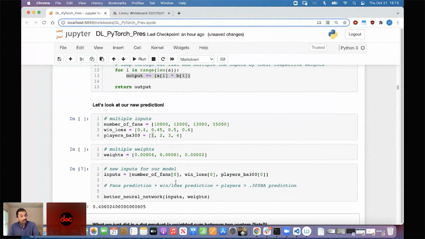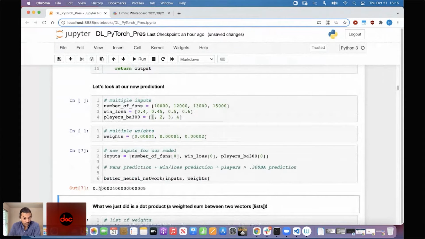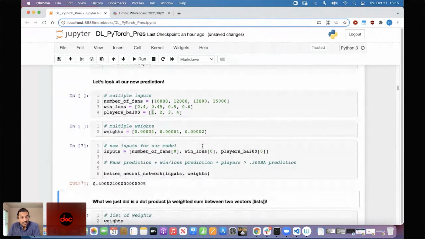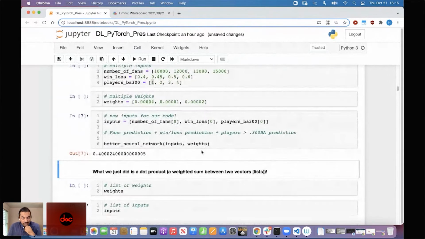So it gave us a slightly better result, right? Instead of 40%, maybe 40% and a bunch of decimals. So what we just did here is something called a dot product. In other words, we took 2 lists or vectors, we multiplied them together, and we achieved a weighted sum. Okay?